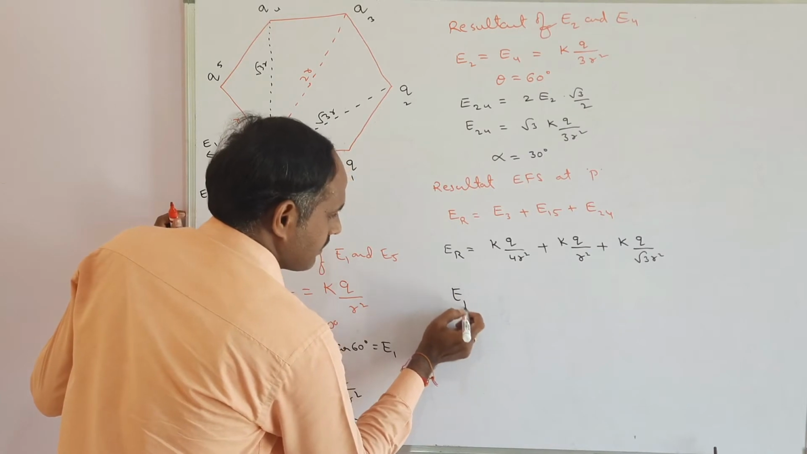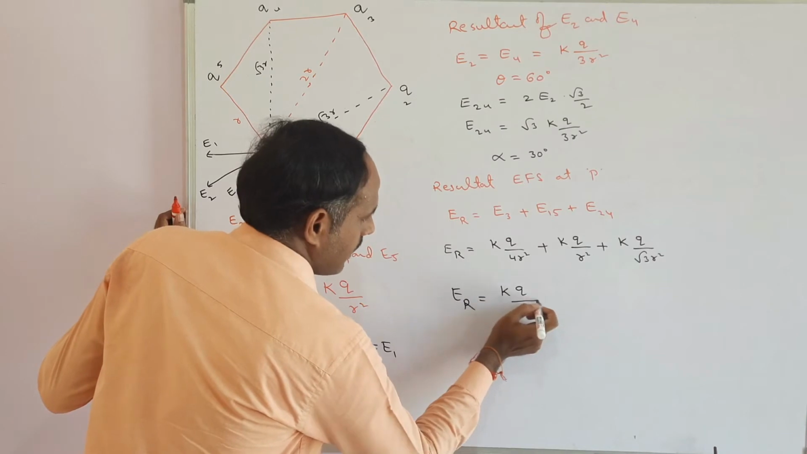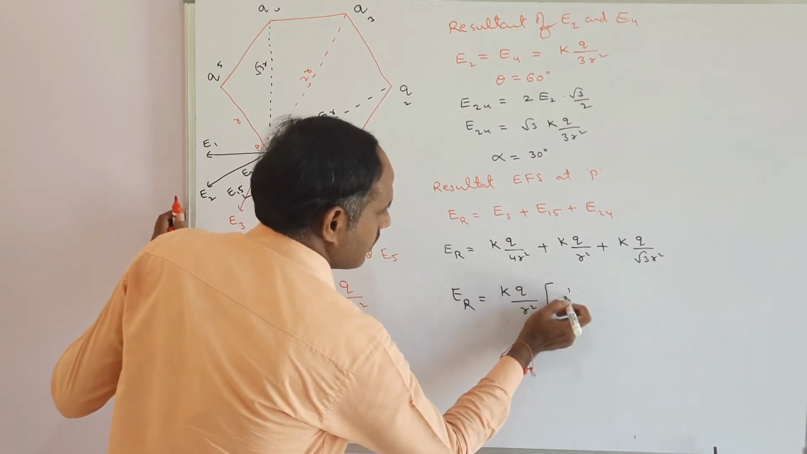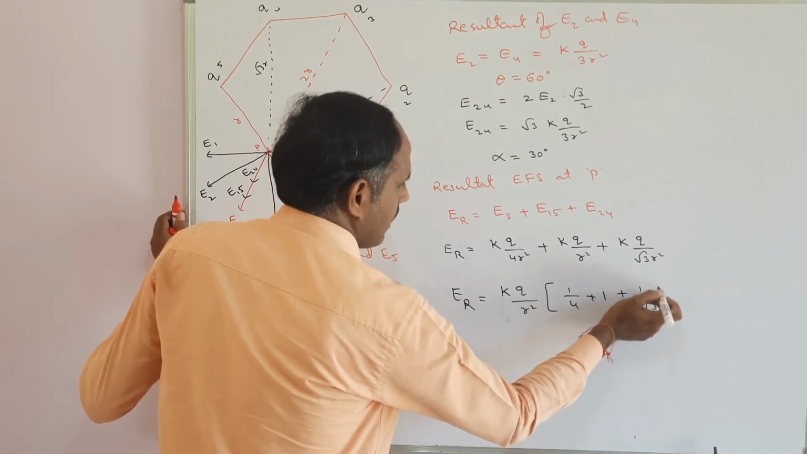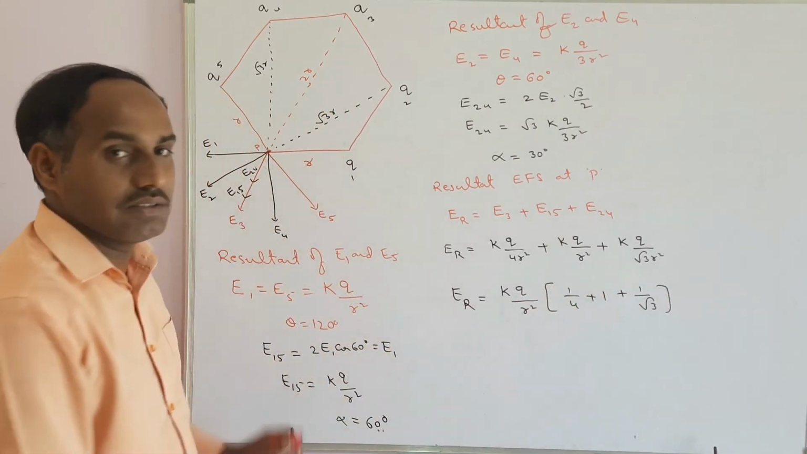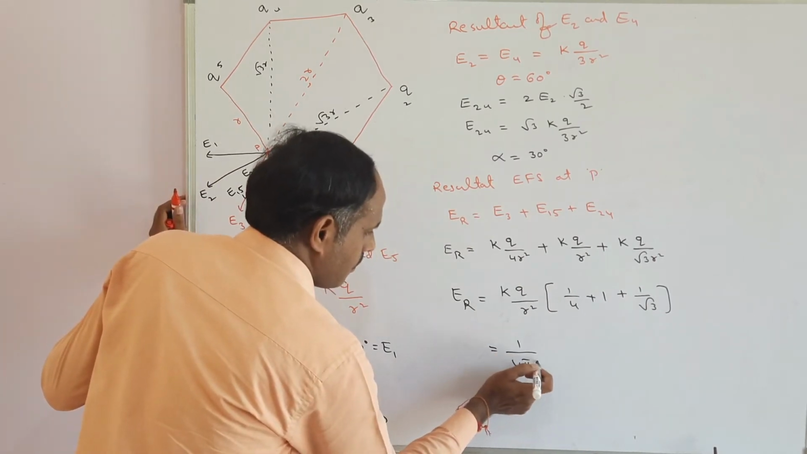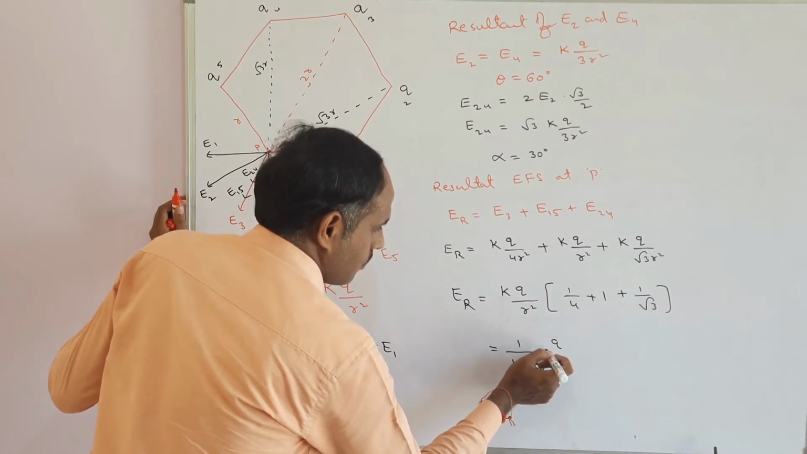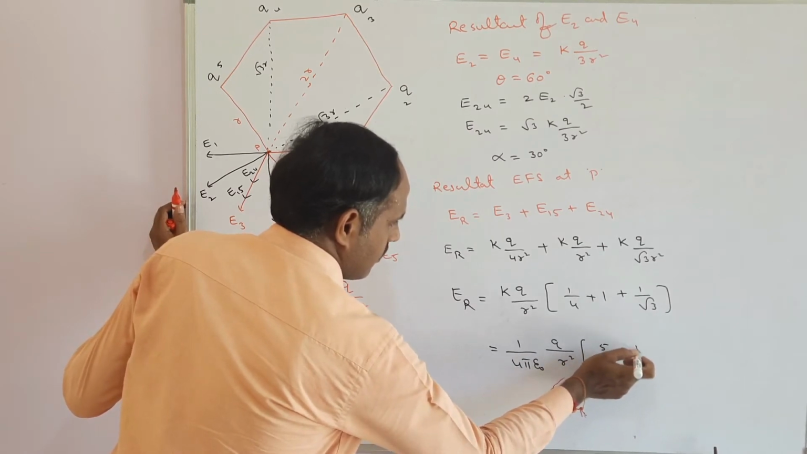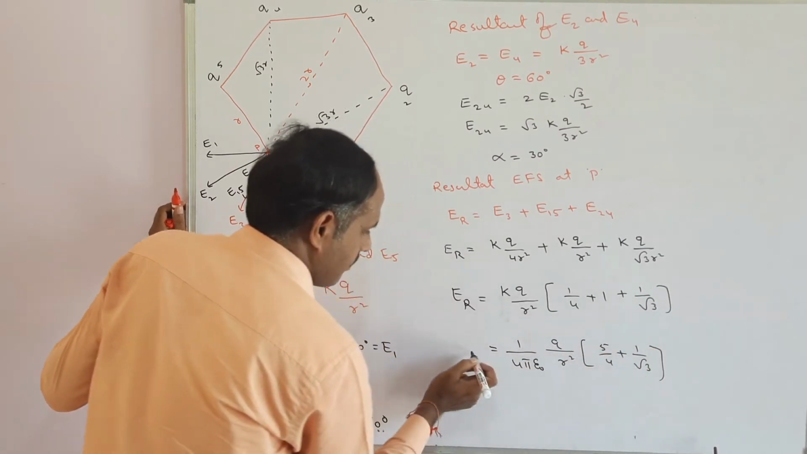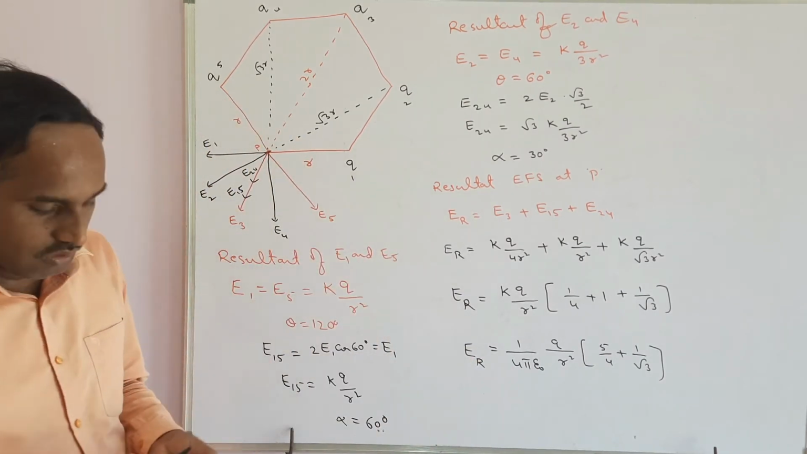Therefore, E resultant at an empty corner is KQ by r squared, taking common, so that here we can write 1 by 4 plus 1 plus 1 by root 3. Depending on the options, 1 plus 1 by 4 can be written as 5 by 4. So, with K being 1 by 4 pi epsilon, Q by r squared of 5 by 4 plus 1 by root 3 is the resultant electric field strength at an empty corner of a regular hexagon, right?